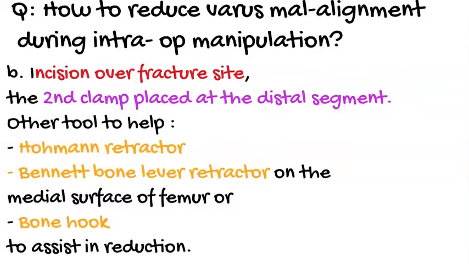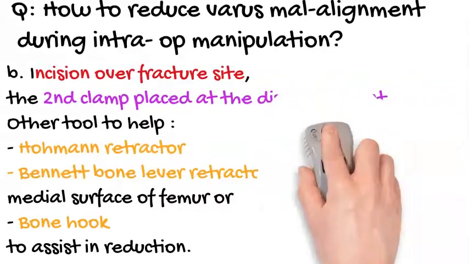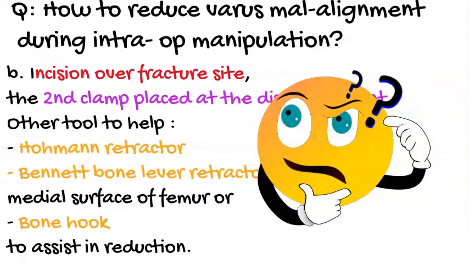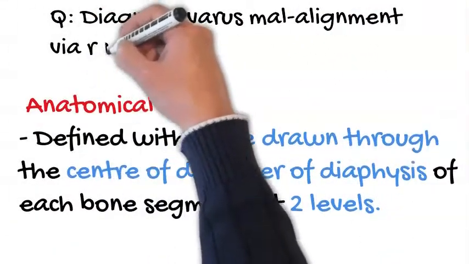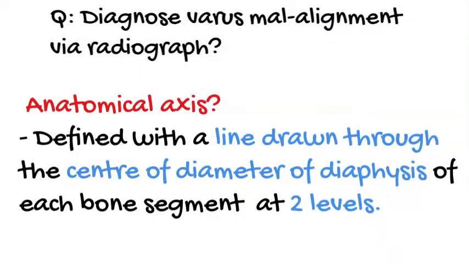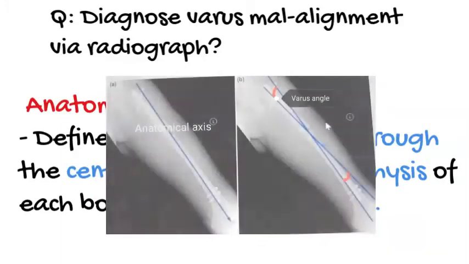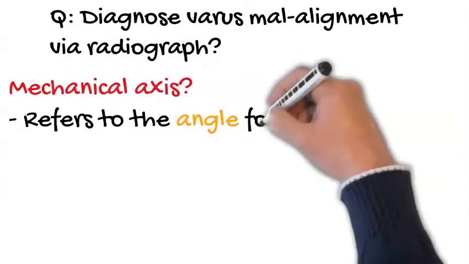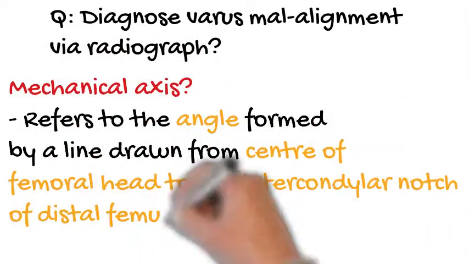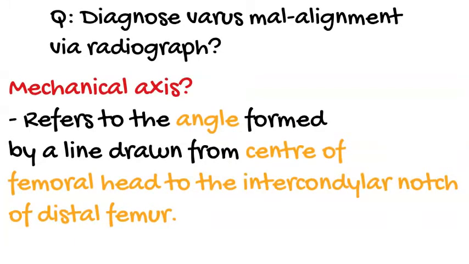Last question. Before we end this session, how to diagnose varus malalignment via radiograph? Before that, I will add in regarding the definition of anatomical axis and mechanical axis. Anatomical axis is defined as a line drawn through the center of the diameter of the diaphysis of each bone segment at two levels. Mechanical axis refers to the angle by a line drawn from the center of femoral head to the intercondylar notch of the distal femur.